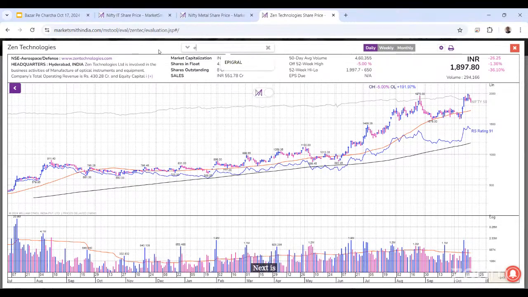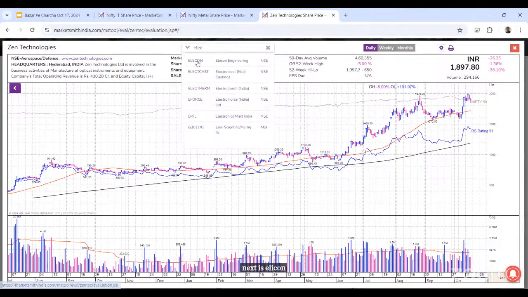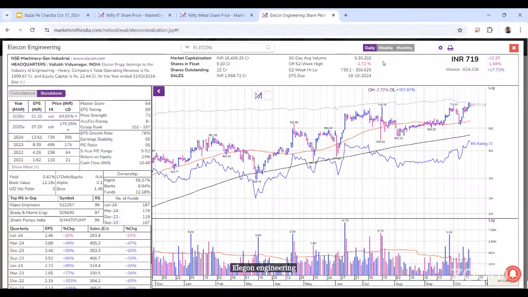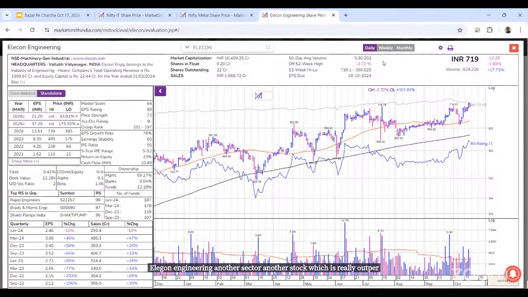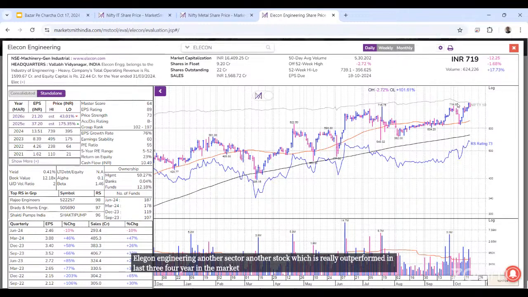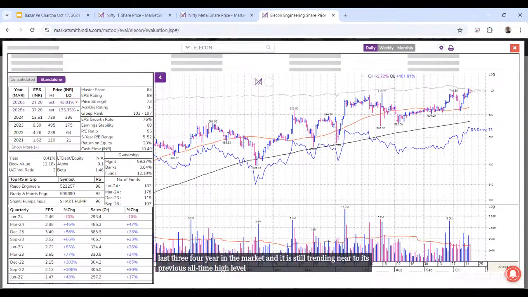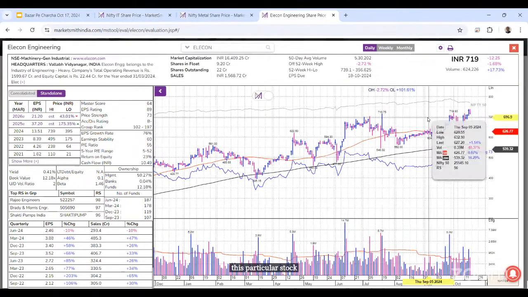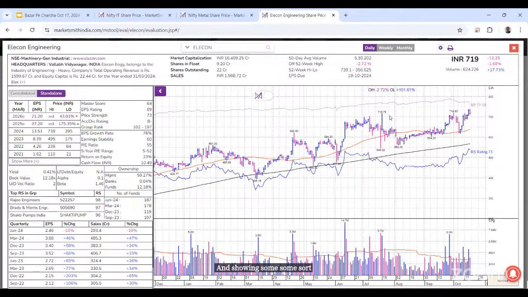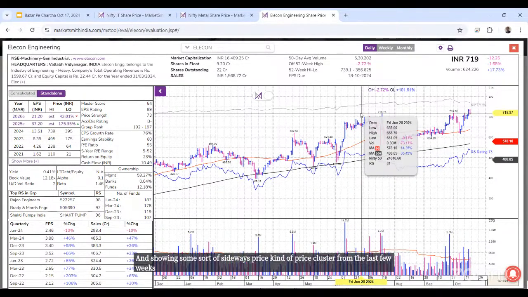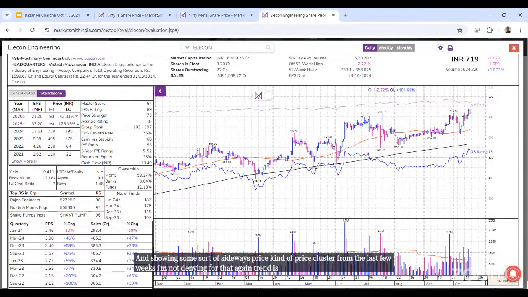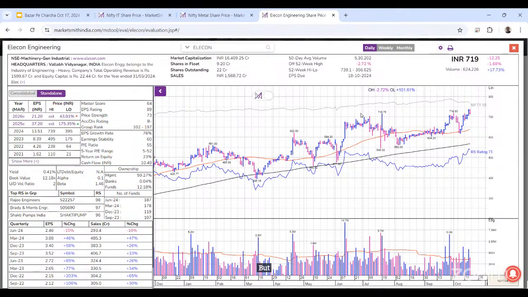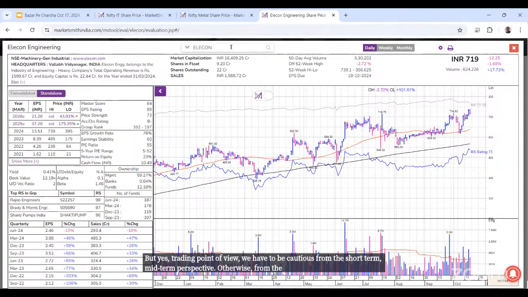Next is Elecon. Elecon Engineering, another stock which has really outperformed in the last 3-4 years in the market, and it is still trending near its previous all-time high level. This particular stock is showing some sort of sideways price cluster from the last few weeks. I'm not denying that. So again, trend is positive, sentiment is positive, trending above almost all major key moving averages, so there is no sign of negativity. But yes, from a trading point of view, we have to be cautious from a short to mid term perspective. Otherwise, from a long term perspective, overall trend is positive.